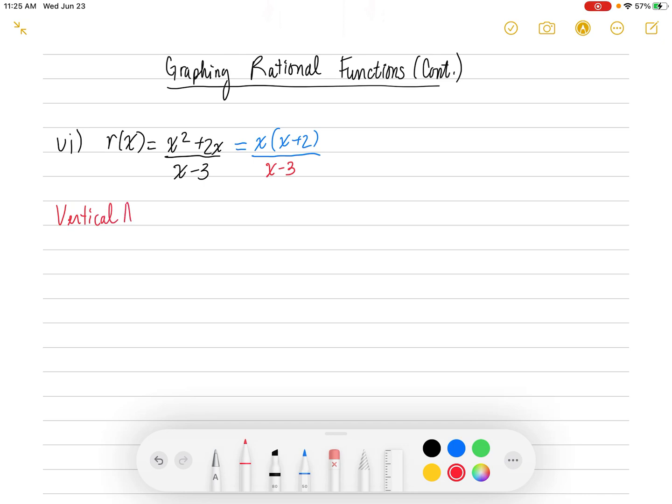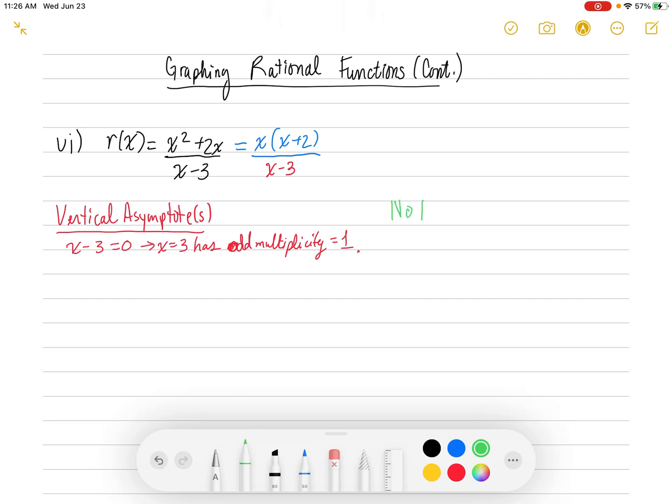Now I'm going to start with my vertical asymptotes. I'm going to take my bottom factors and set them equal to 0. I just have one linear factor here. It's going to give me a vertical asymptote at 3. This has an odd multiplicity of 1, because the largest power here is a power of 1 on x minus 3.